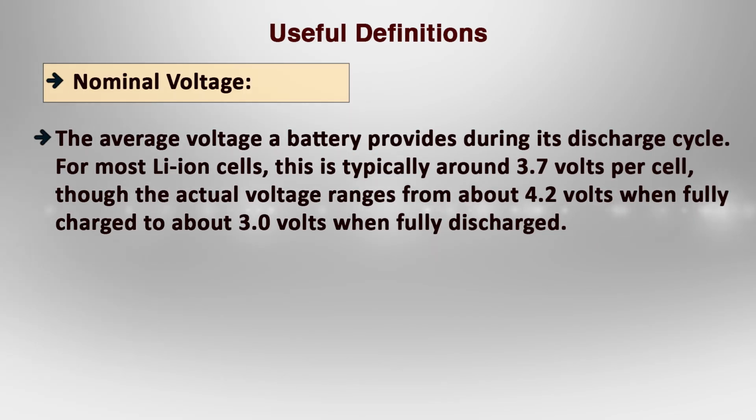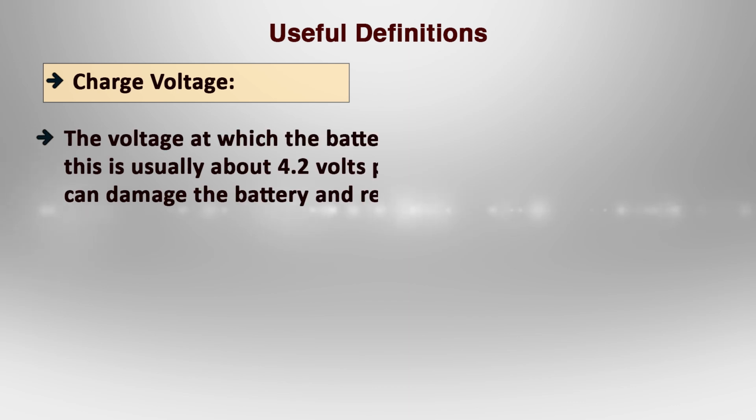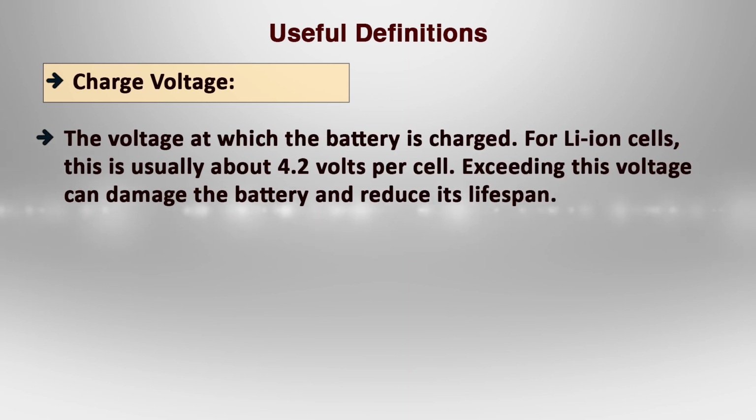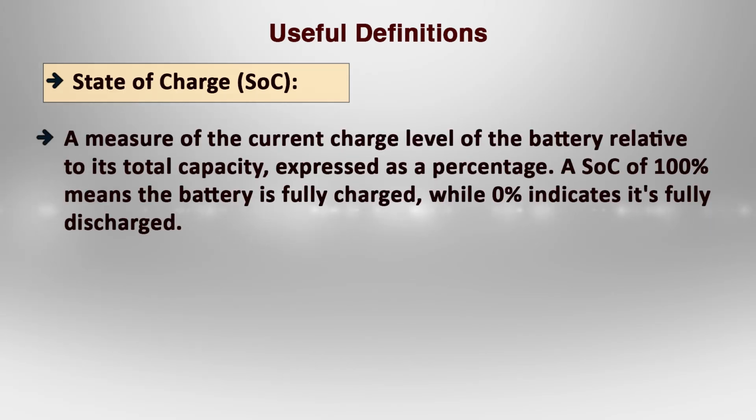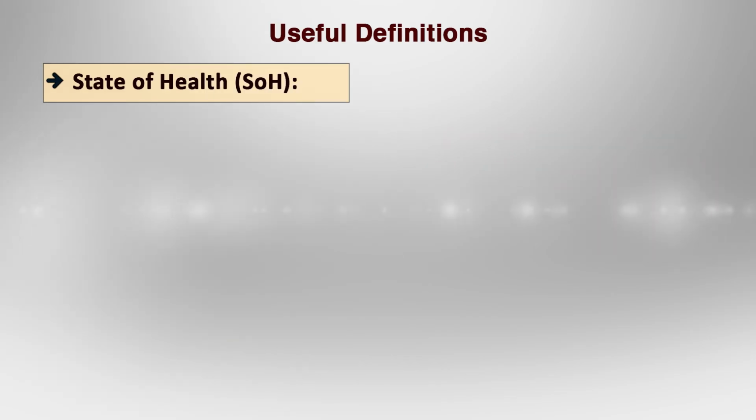The next one is the charge voltage. A voltage at which the battery is charged is known as charge voltage. The next parameter is the discharge voltage. A voltage at which the battery is discharged is known as discharge voltage. And the next parameter is the state of charge, more commonly known as SOC, a measure of the current charge level of a battery relative to its capacity, expressed as a percentage. A SOC of 100% means the battery is fully charged, whereas 0% SOC indicates it is fully discharged.